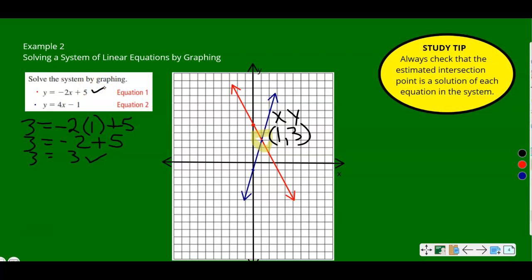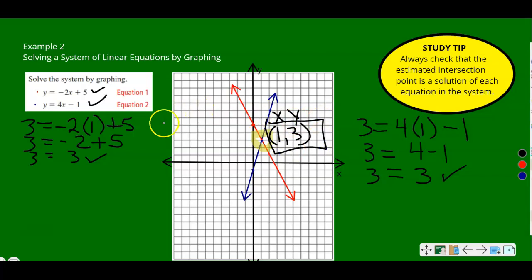I'm going to come over here and plug it in. So I've got 3 equals 4 times x. x is 1. And then minus 1. Does 3 equal 4 minus 1? 4 minus 1 equals 3. 3 does equal 3, so that one is true as well. So our solution to the system is (1, 3). So again, you're going to graph each line, find the intersection point, and then plug the point in to check to make sure that is your solution.